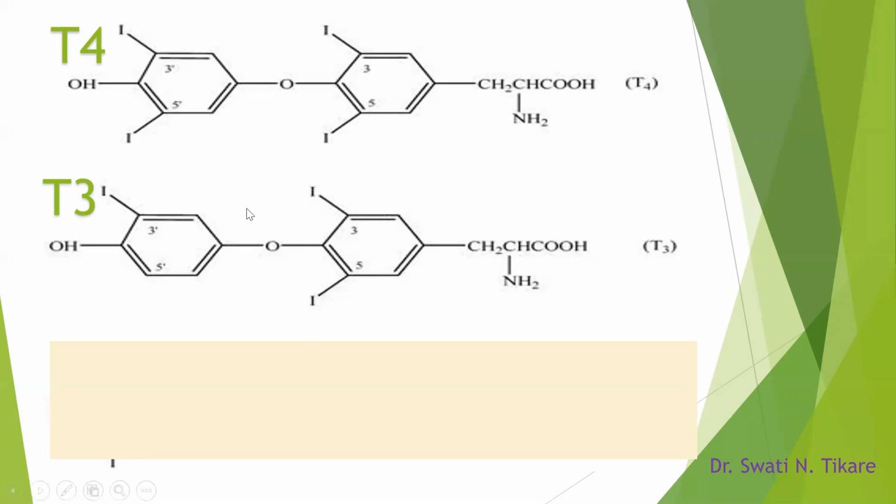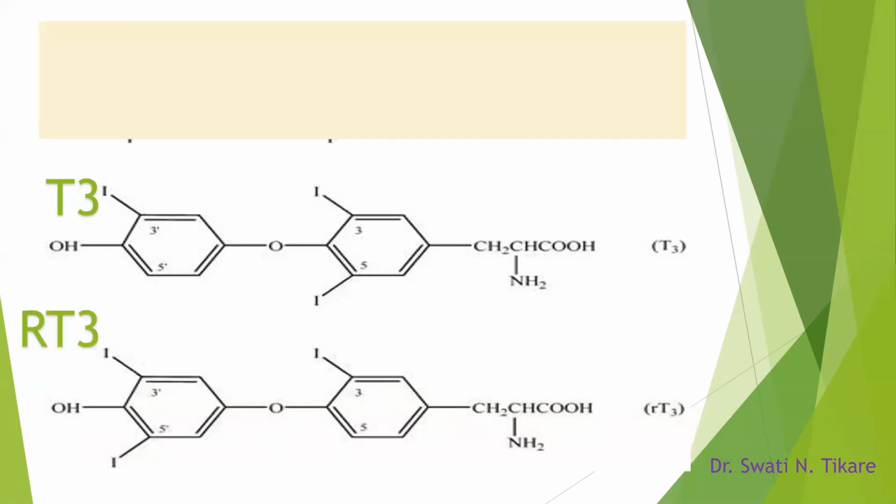Next, once T4 is converted to T3, sometimes instead of T3, another structure is formed that is called reverse T3. Okay. So you can see this reverse T3 is nothing but 3', 5' both iodinated. In T3, 3 and 5 were both iodinated, only 3' was iodinated. But here in reverse T3, 3' and 5' are iodinated. 5 is left. It's not iodinated.